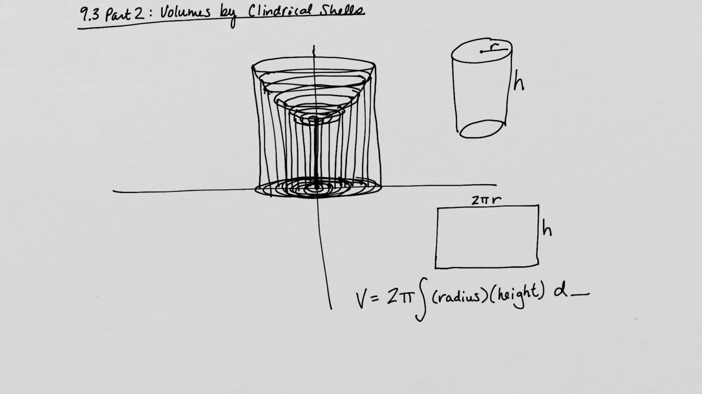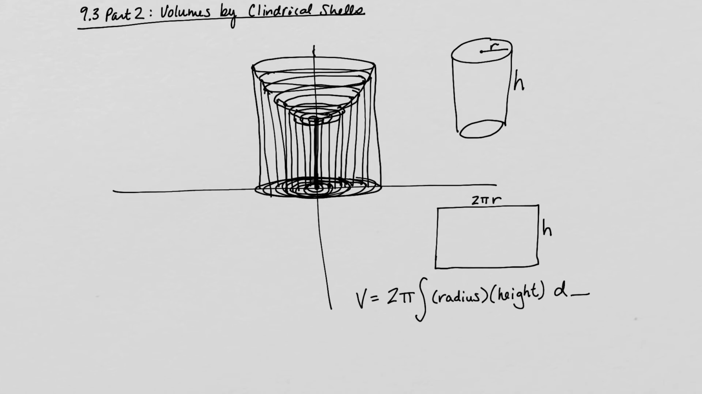Questions? So that's going to be the volume formula we use. In discs and washers, if you rotate around the x-axis, you're using dx. And if you rotate around the y-axis, you're using dy. In shells, it's the other way.